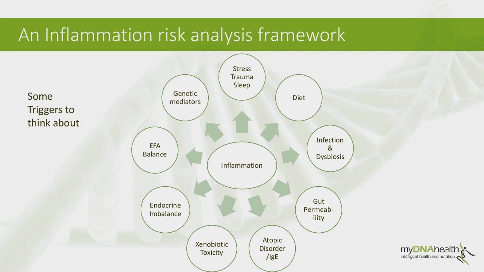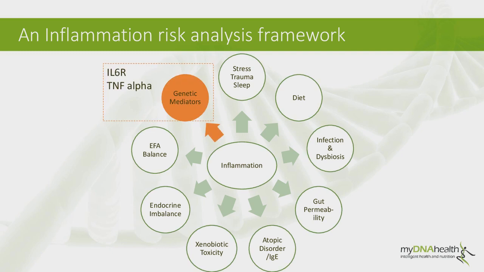So under our inflammatory risk assessment framework, we have some areas to think about here: stress, trauma and sleep, diet, infection and dysbiosis, atopic disorders, so an IgE response there, our xenobiotic toxicity, so really our environment, and I know you're also very interested in detoxification, so that would come under that area. Our endocrine balance, so our hormones very much affect our inflammation, our essential fatty acid balance, and of course our genetic mediators. So I'm just going to run through a quick look at this framework and how this can help you in this specific case.